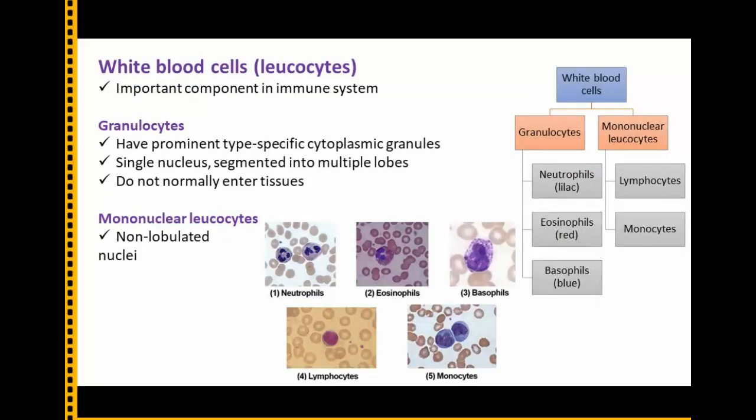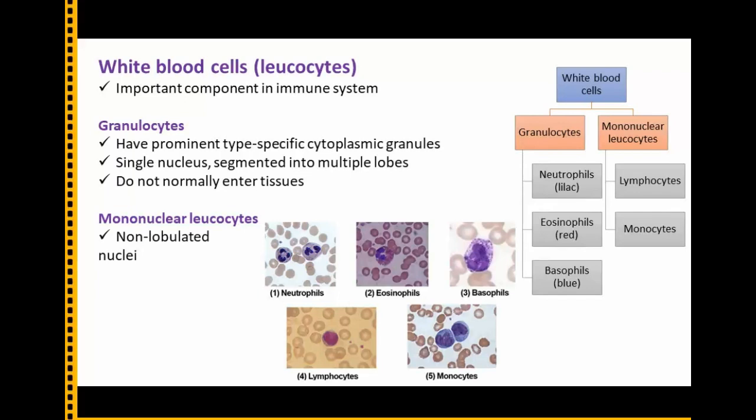Then let us go to the white blood cells. White blood cells we can divide into two, granulocytes and mononuclear leukocytes. There are three types of granulocytes: neutrophils, basophils and eosinophils. These are important components of the immune system.